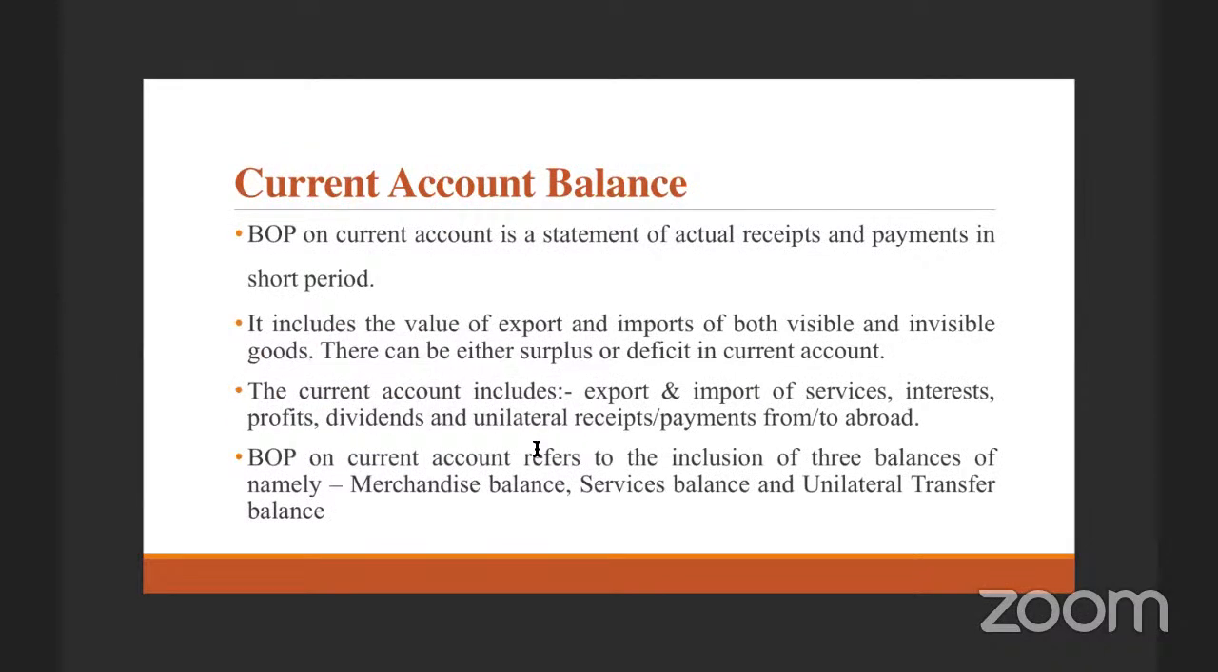Current account balance is a statement of receipts and payments in a short period. It includes the export and import of both visible and invisible goods, and they can be either positive or negative. As I told you, it is also called the balance of trade. The current account includes export and import of services, interest, profits, dividends, and unilateral receipts and payments from and to abroad. Balance of payment on current account refers to inclusion of three balances, namely merchandise balance, service balance, and unilateral transfers.